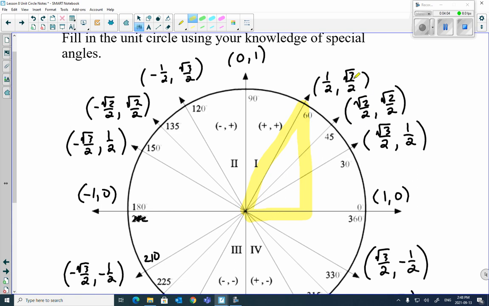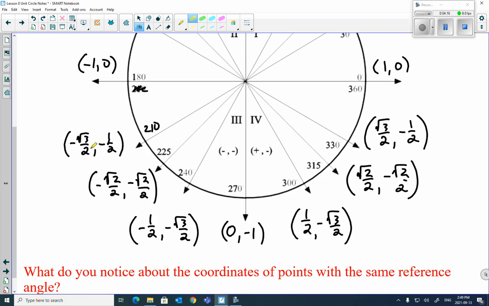So my y value has to be the root of 3 over 2, and the x has to be a half. It's an easy way to remember it as you go around. Now, the only difference is when you go into the different quadrants, you have negatives for the x in quadrant 2. You can see them there. You have both negatives for the x and y's in quadrant 3, and you have negatives for the y's in quadrant 4. So this unit circle is something you're going to be using the rest of this chapter.